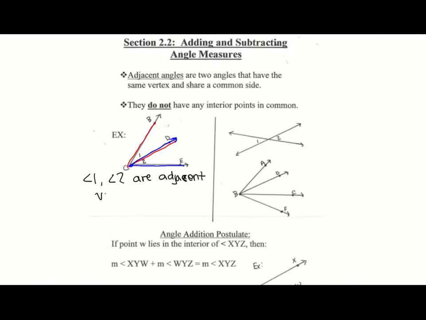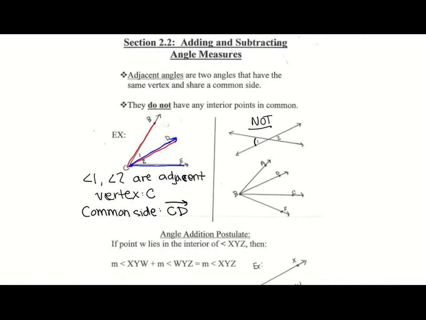The common vertex is C, and their common side is ray CD. Starts at C, goes past D. So this is an example of two adjacent angles. Over here, we have a couple more examples. These are examples of not adjacent angles.